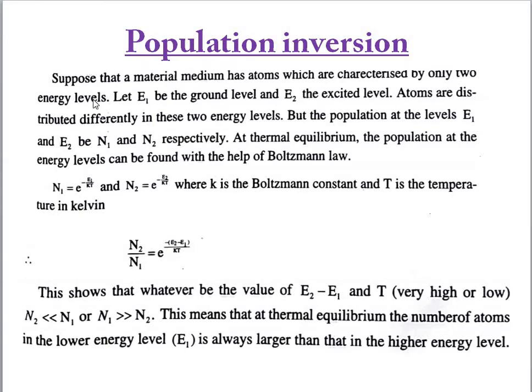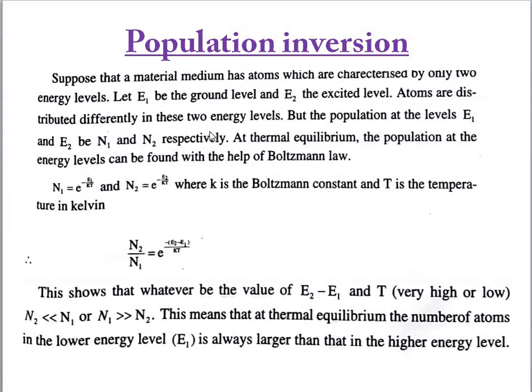Suppose let us examine a material medium that has two energy levels. Let E1 and E2 be the two energy levels. E1 is the ground state level and E2 is the excited state level. So the electrons are distributed differently in these two energy levels. Suppose N1 be the population of E1, that is the ground state, and N2 is the population of the excited state.